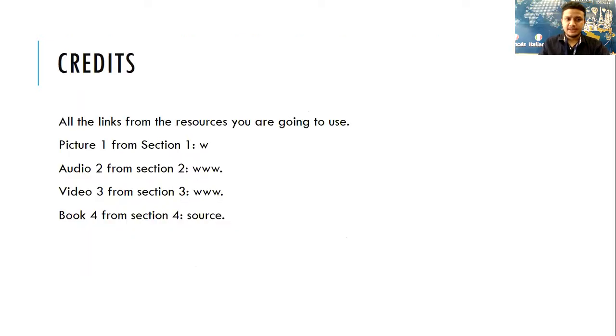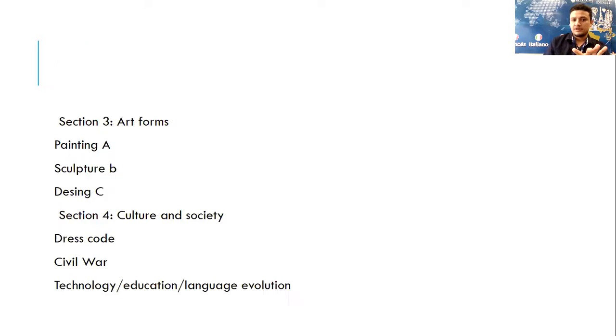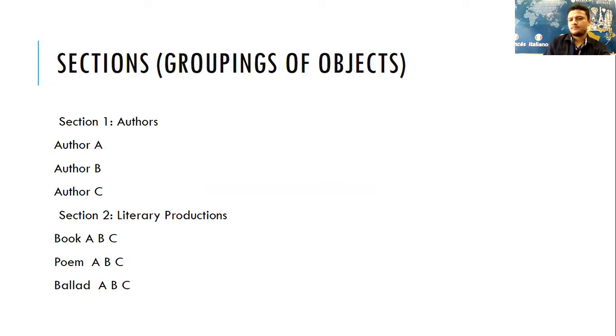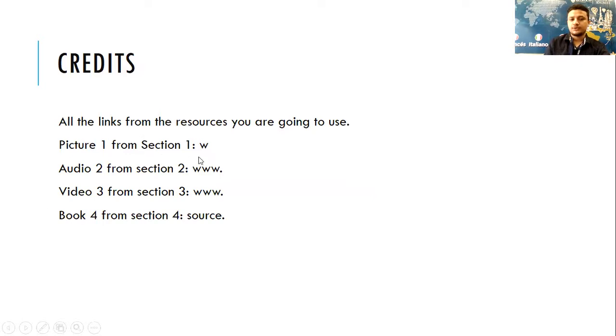The credits are pretty much the sources. So all the links from the resources you're going to use. For example, picture A, so you can be this specific. We're going to use this picture from section number 1. Remember that my example can be a picture of the portrait of author A, right? So you have the portrait of author A in my section of authors. And then in the credits, I'm going to say picture 1 from section 1 and the link. Audio 2 from section 2, the link. Video 3 from section 3, the link. Book number 4 from section 4, the details of the source, right? That's the section of the credits.